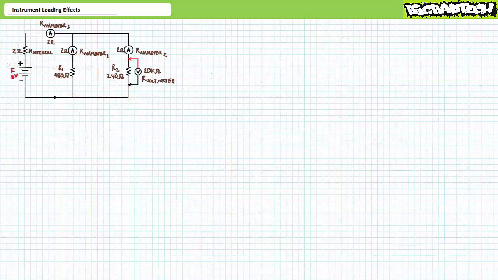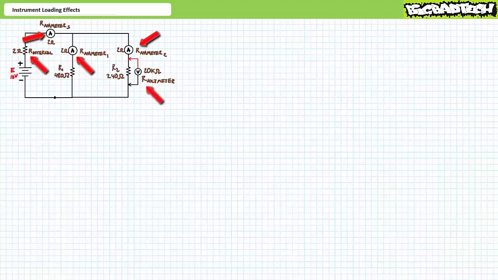Let's now take a look at the non-ideal parallel circuit. If you recall, the original circuit was a 16-volt source in parallel with a 480 ohm resistor and a 240 ohm resistor. Let's include 2 ohms of internal resistance in the source, a non-ideal ammeter used to measure source current, which happens to have an internal resistance of 2 ohms, another non-ideal ammeter used to measure current through resistor 1 that also happens to have an internal resistance of 2 ohms, and finally the third non-ideal ammeter used to measure current through resistor 2 that also happens to have an internal resistance of 2 ohms.